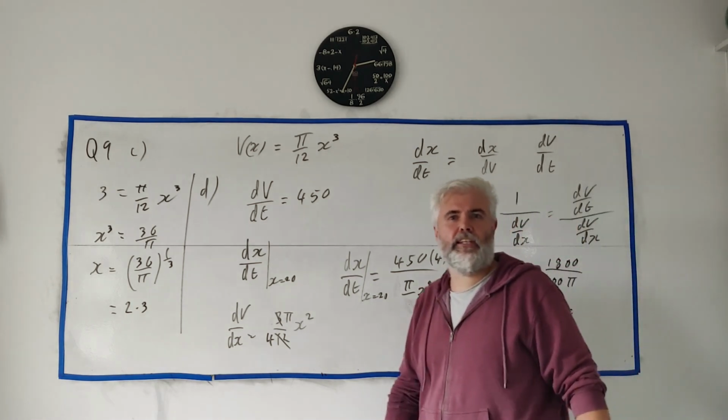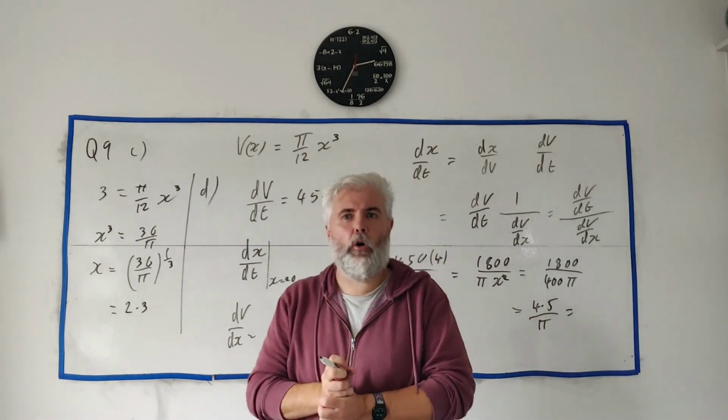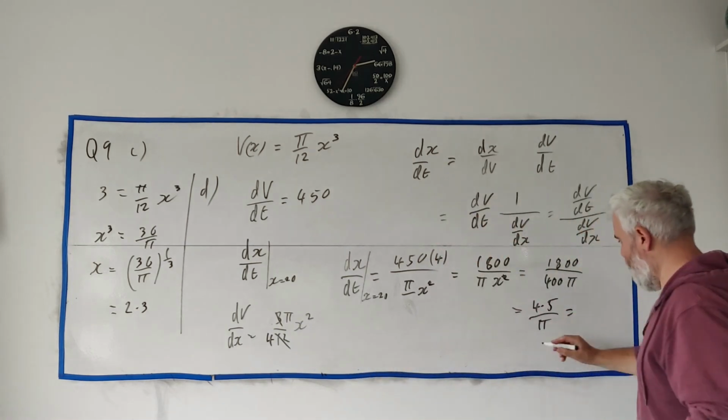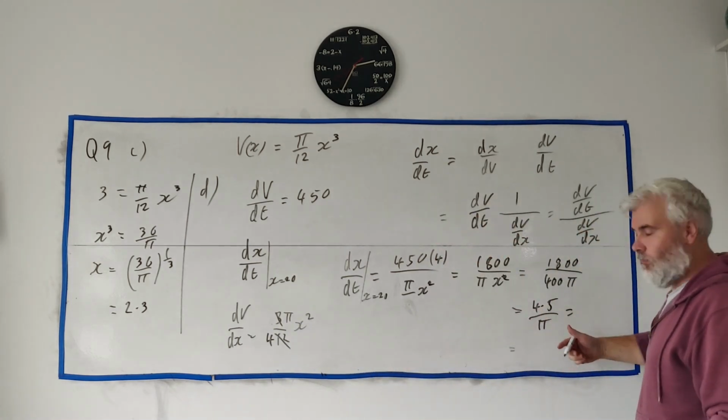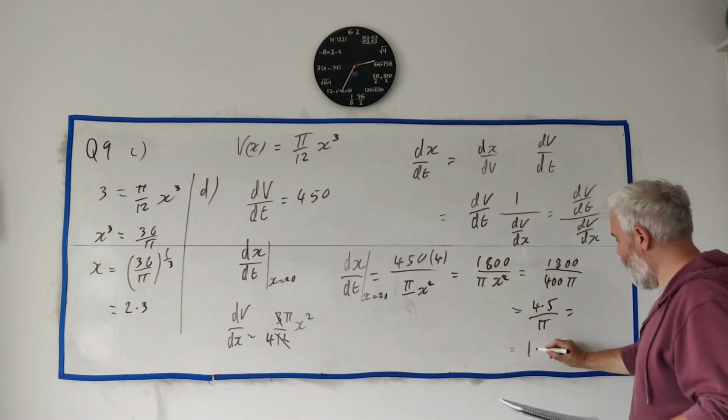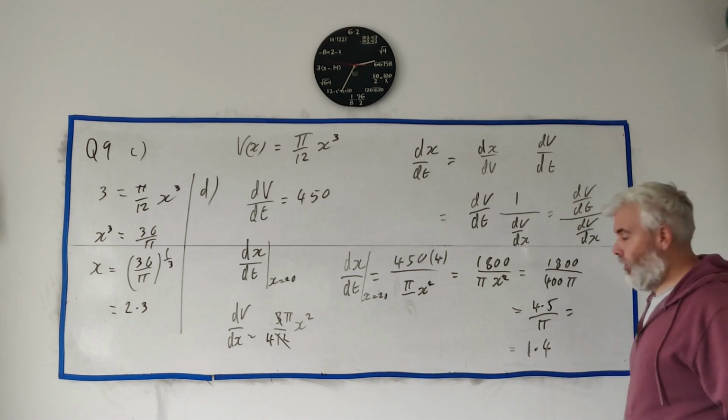And how do they want us to leave the answer? Oh, 1 decimal place. Okay. So if we put that into a calculator, 4.5 divided by 3.1, yeah, that looks about right to me. 1.4 when rounded off.